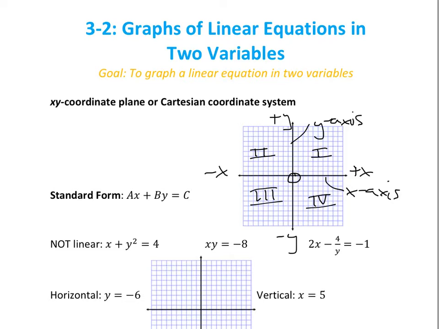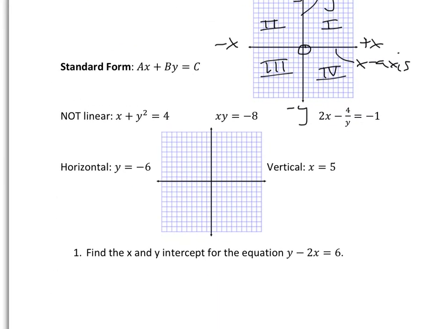So standard form for the equation of a line, a linear equation, is ax + by = c, where a, b, and c are just constants. They're just numbers. They could be positive or negative. Usually a is a positive integer, so a whole number. If it's not, it's still okay. It's still technically standard form, but usually the one that leads the x, the first one, is a positive integer.